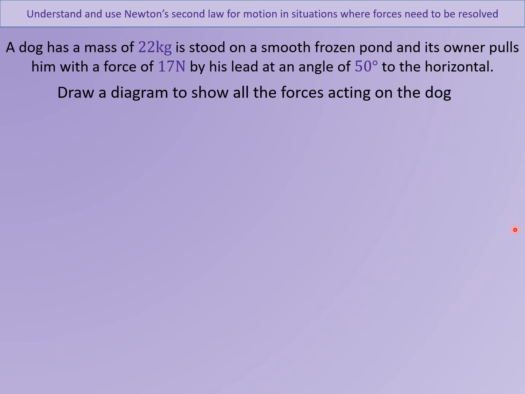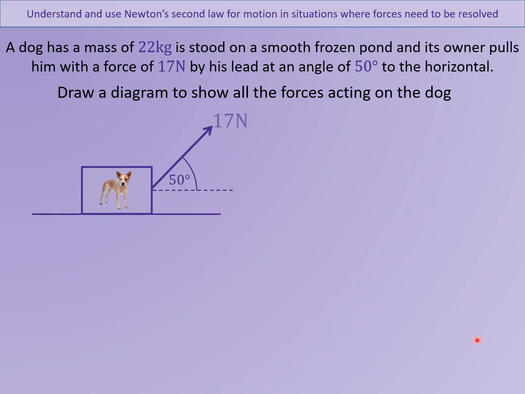Okay, hopefully you didn't spend ages trying to draw a fabulous picture of a dog. You can just use a block to represent your dog. So there's my dog. You can ignore the picture. We're looking at just that block, like it's in an ice cube. So what I'm looking at is definitely a force of 17 newtons being pulled off at 50 degrees. So there we go, a force of 17 newtons just there being pulled off at 50 degrees.